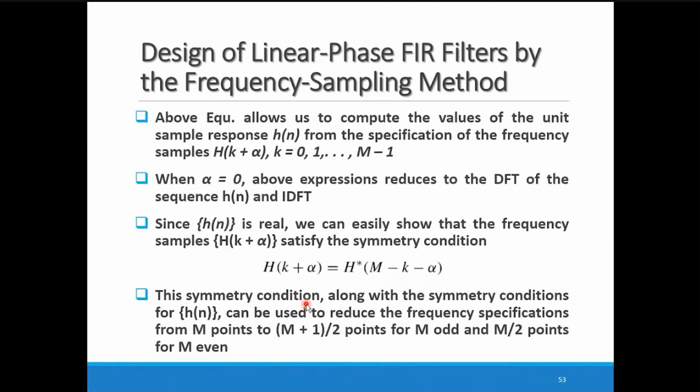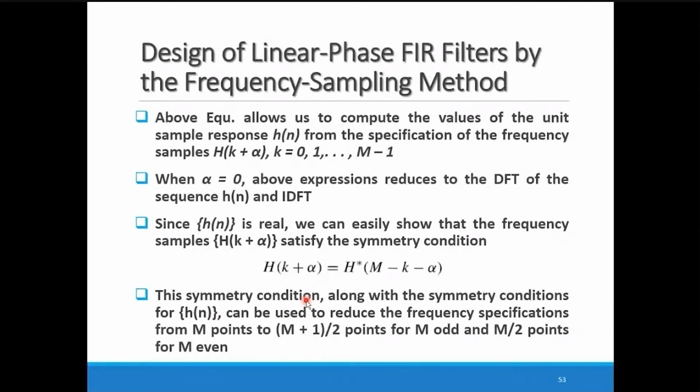So instead of calculating the total M number of points, as the symmetry condition is there, we have to calculate only half of the points. That is (M+1)/2 points if M has an odd value, or M/2 points for M having an even value. So we have to calculate only half the frequency points, and because the symmetrical condition is there, the calculation is reduced. Instead of calculating all the 15 points, for example, if I take M equal to 15, then 7 points I have to calculate, and then I can easily find out the remaining 7 points.